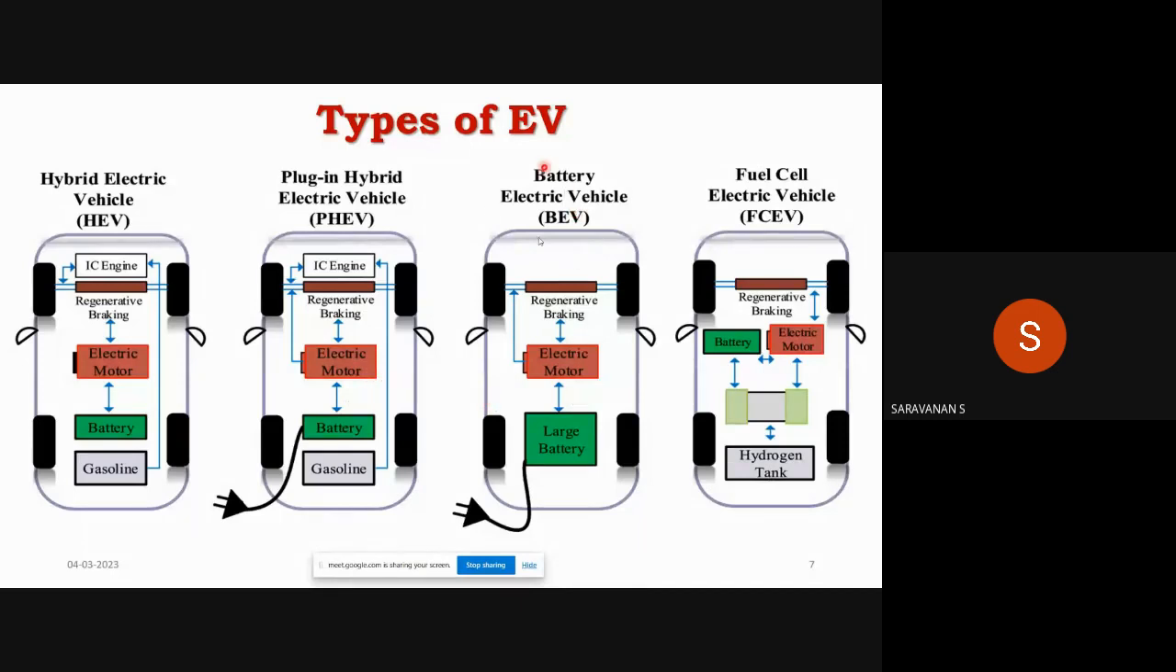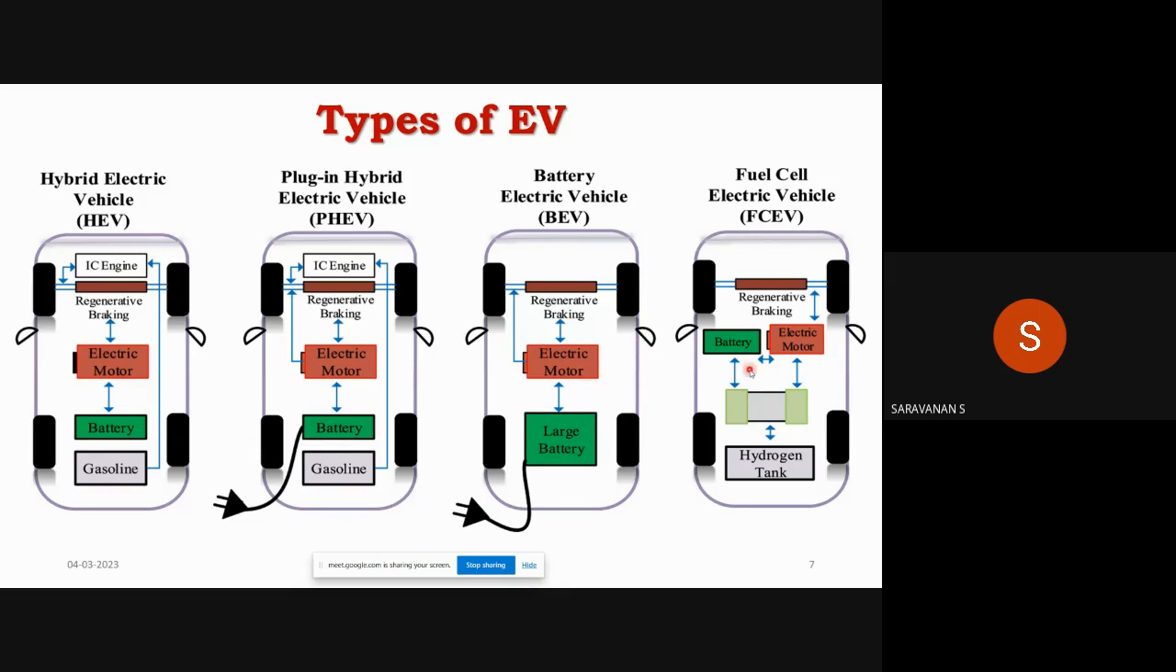Then battery electric vehicle. The battery electric vehicle is purely operated by large batteries. Okay, so here we can charge our battery and we can use our electric vehicle. So this is purely electric. There is no use of IC engines. For these two types only, they use IC engines. For these two types of electric vehicles, they won't use IC engines. It is purely operated on electric motors.